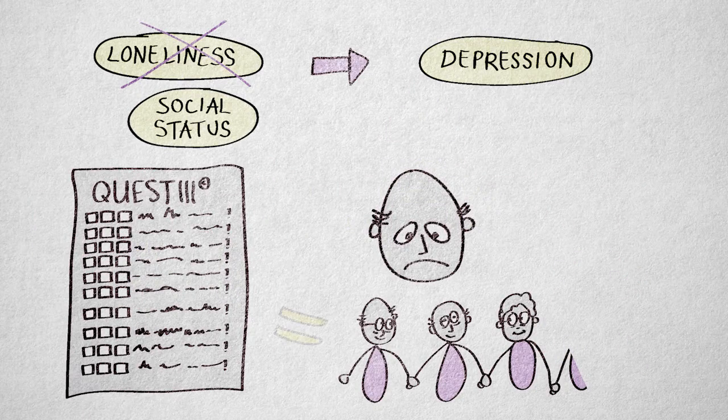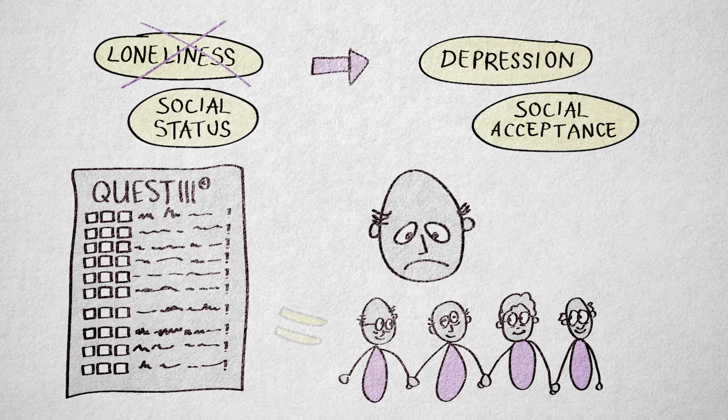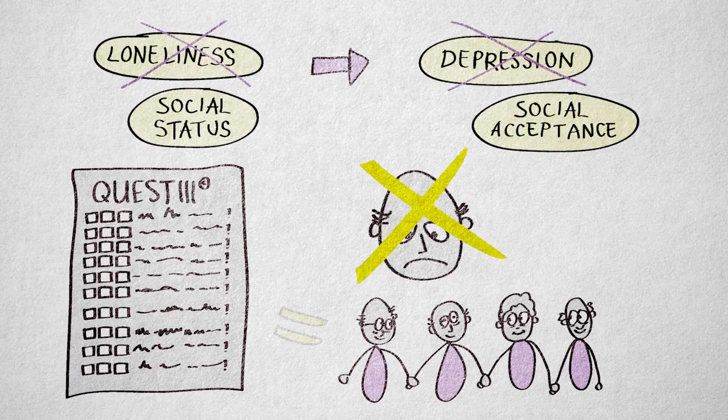Now consider my measurement of depression. What if the questionnaire that I used actually measured feeling socially accepted instead of feeling depressed? If we accidentally manipulated social status or measured feeling accepted, then we cannot conclude anything about the relation between loneliness and depression.